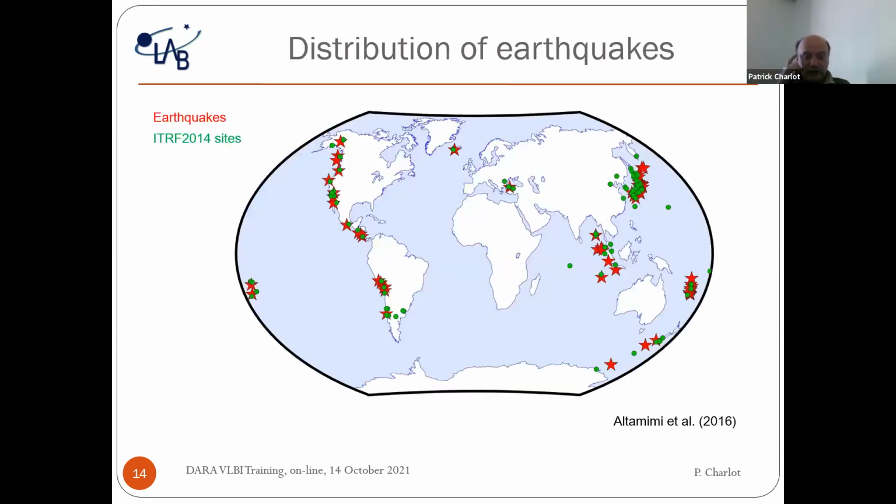But you also have earthquakes. On this map you see the distribution of earthquakes that were used for constructing, as we will see later, the International Terrestrial Frame, the 2014 version. When you have an earthquake, it creates a break in your position. It can move by several centimeters, and on some occasions even 10 or 20 centimeters. So you need to account for this, otherwise it will not be precise enough.